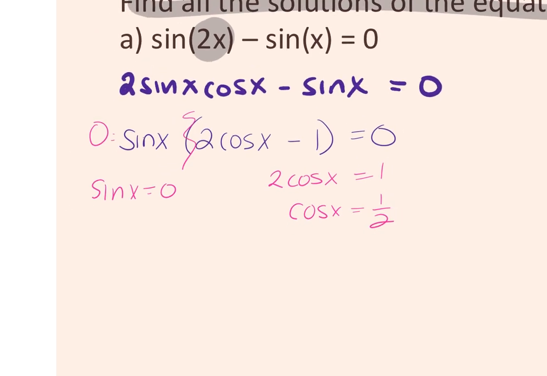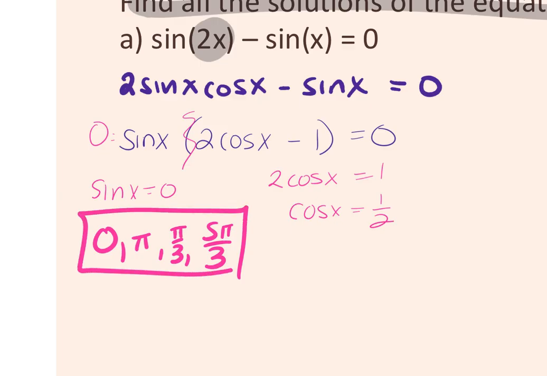And where is sine 0? At 0 and pi, and we don't include 2 pi because it said parentheses on the 2 pi. And where's cosine 1/2? Pi over 3 and 5 pi over 3.